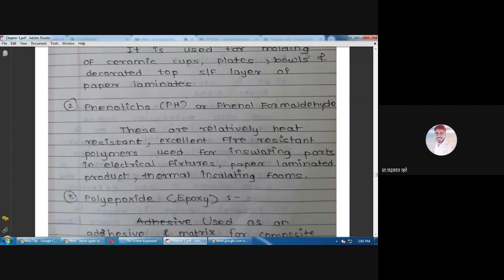Heat resistance means the material resists the heat, which is required in electrical applications. Excellent fire resistance is also required, used for insulating electrical fixtures, such as in motherboards, in PCs, or any other circuits. So that's it. Complete the second one.